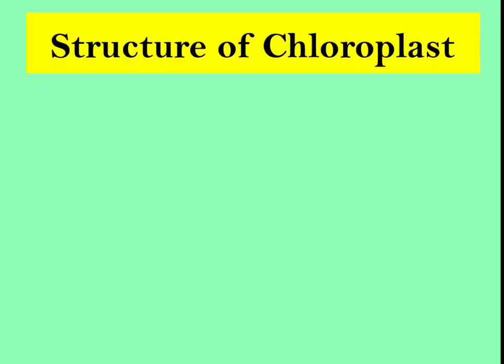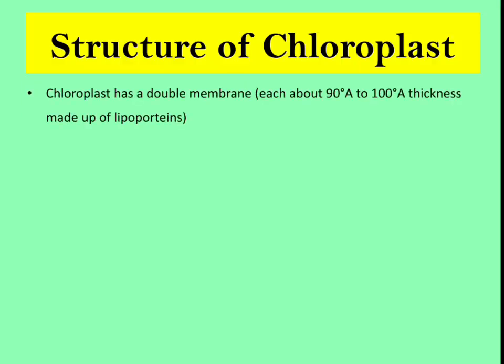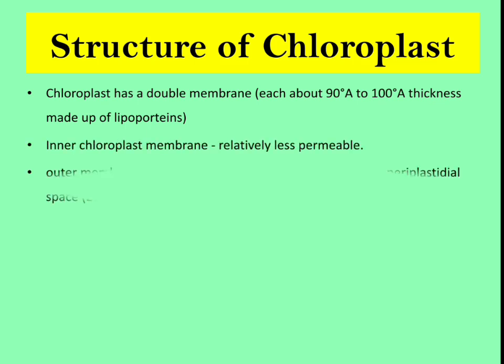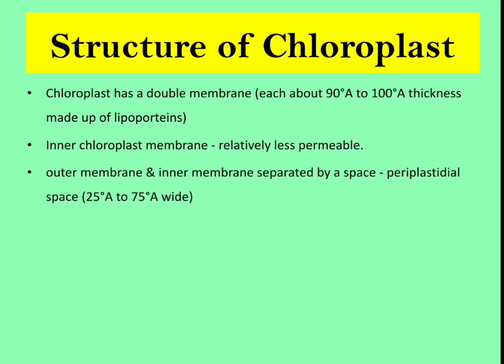Coming to the structure of chloroplast. The chloroplast has a double membrane, each about 90 to 100 angstrom thickness, made up of lipoproteins. The inner chloroplast membrane is relatively less permeable, whereas the outer membrane and inner membrane are separated by a space called periplastidial space, which is 25 to 75 angstrom wide.